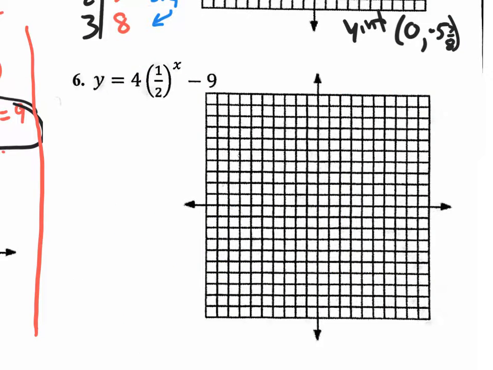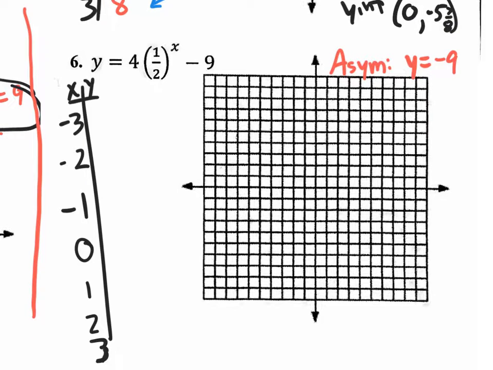Last one. Asymptote will be y equals what? Y equals negative 9. Okay, let's make an xy table. And let's plug in an easy number like 0 right there. And again, I'm going to ignore the minus 9. So if we plug in 0 right in there, that's going to be 1. And then 1 times 4 is 4.